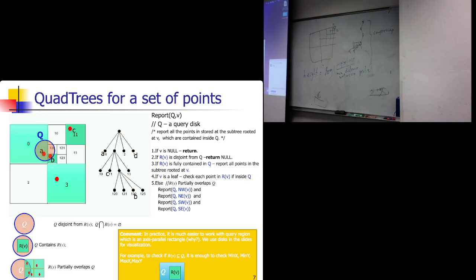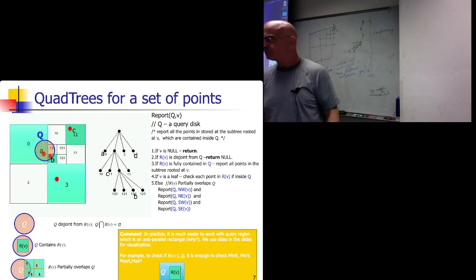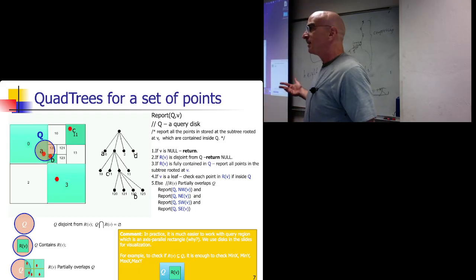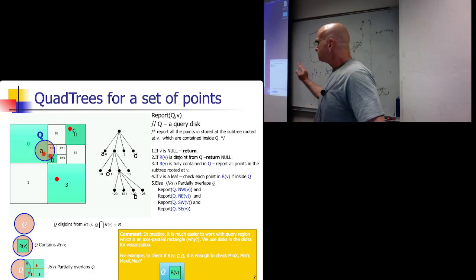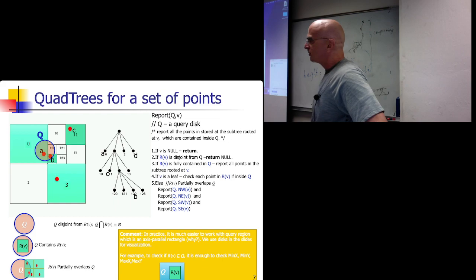One of them might say, I'm completely disjoint from Q. Another one will say, I'm completely inside Q. Others will say, I have to recurse. So that's, of course, not in logarithmic time, depending on how many nodes I have to visit, but QuadTrees also come with bounds showing it's not catastrophically bad.